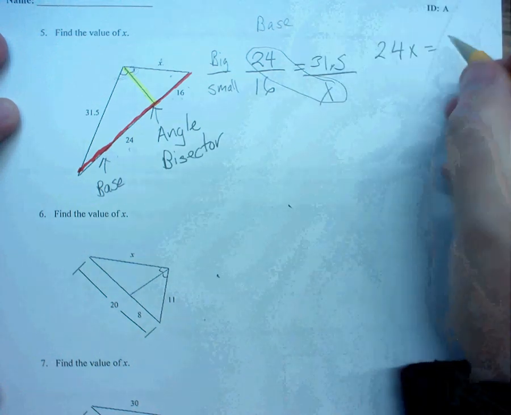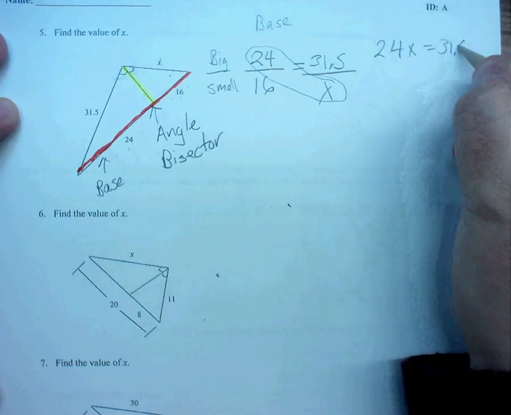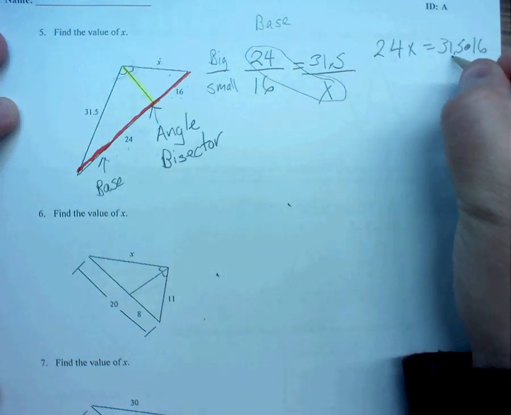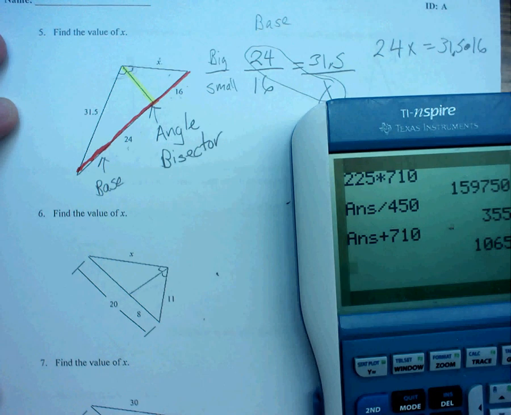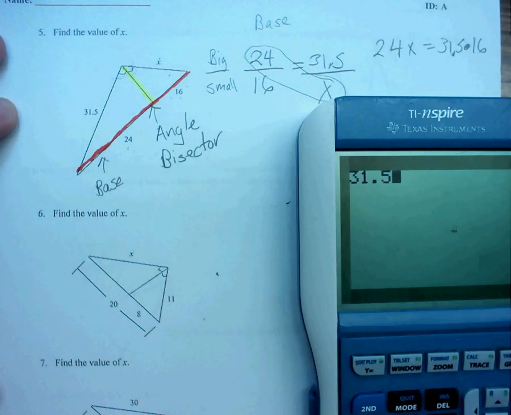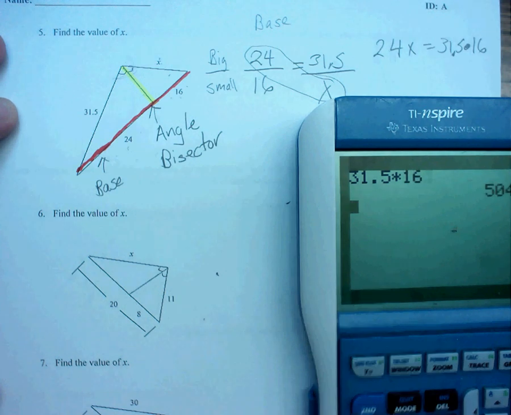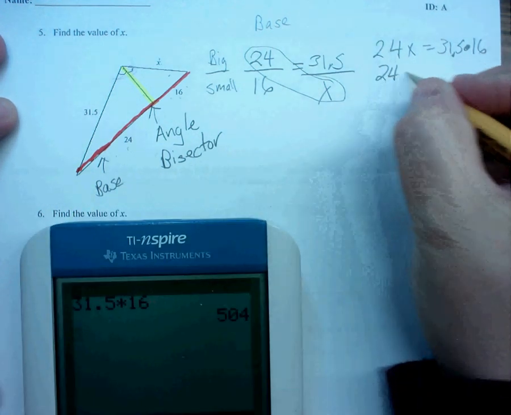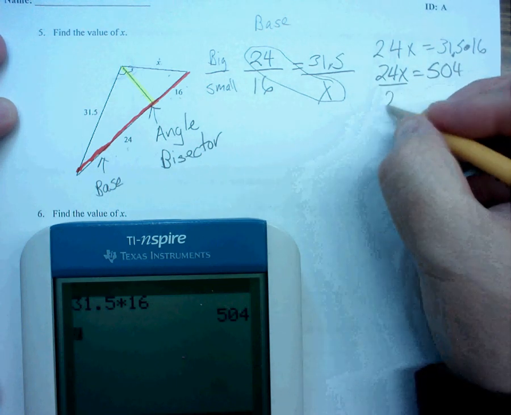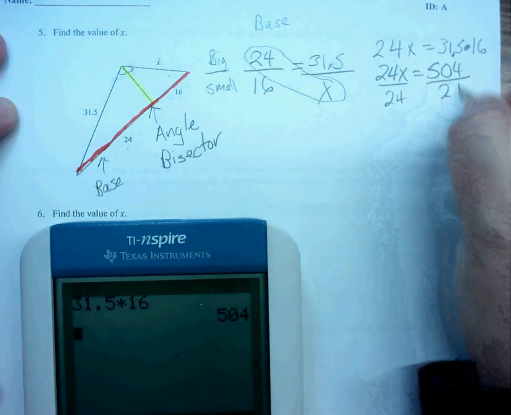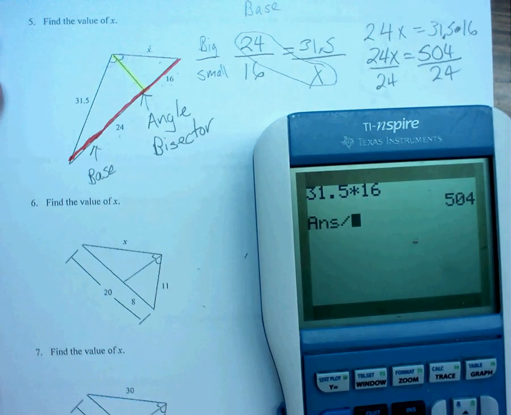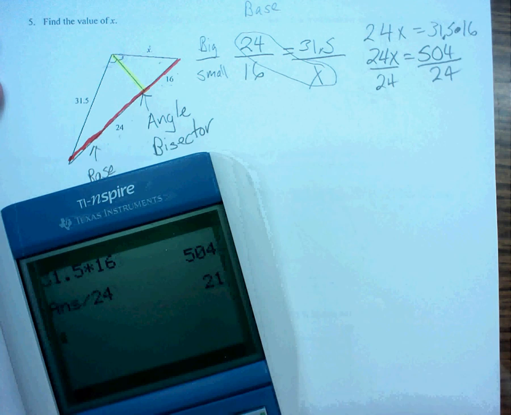24 times x is equal to 31.5 times 16. So let's figure out what that is. 31.5 times 16, 504. So I got 24x is equal to 504. I'm going to divide both sides by 24. So I'm going to take 504, divide that by 24. I get x equals 21.